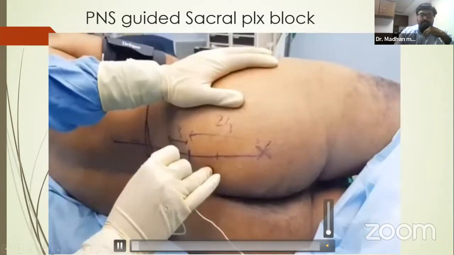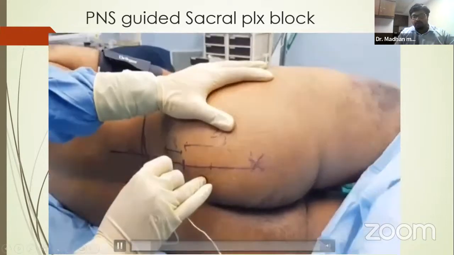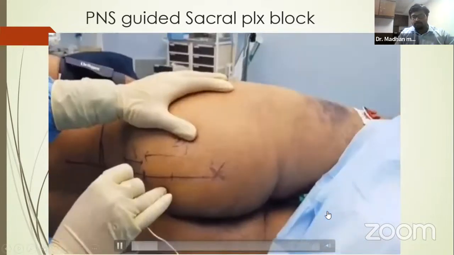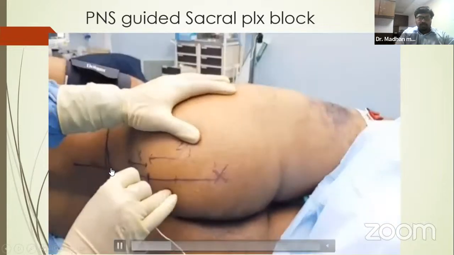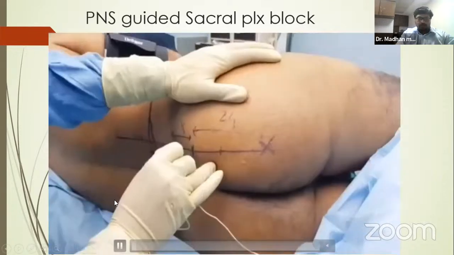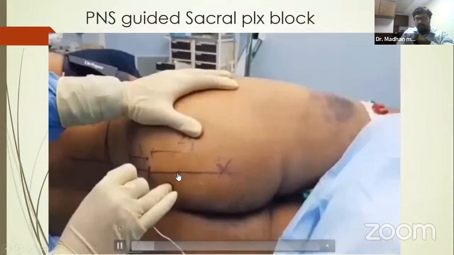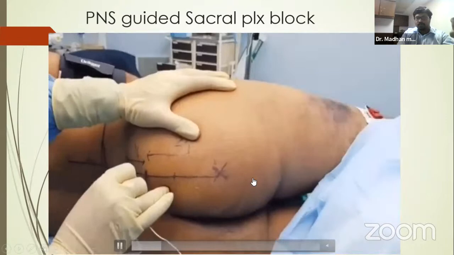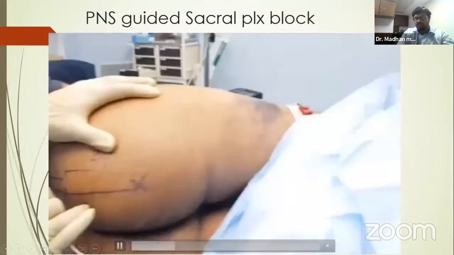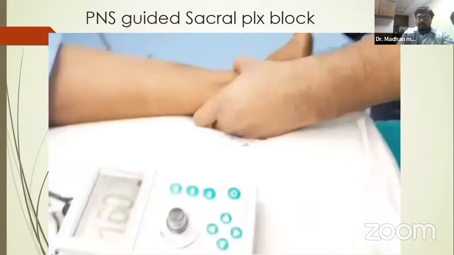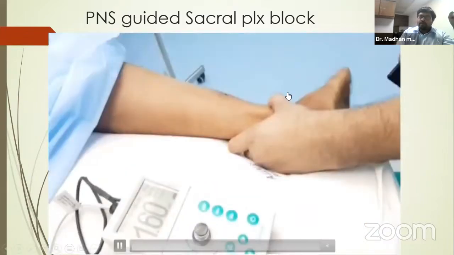So we have marked the ischial tuberosity and we have marked the posterior superior iliac spine and we have divided, and the 6 centimeter mark has been kept and we started injecting the needle. Once you enter initially you will get the gluteus maximus contraction due to the local stimulus of the current. As you move further in you will get the foot responses.